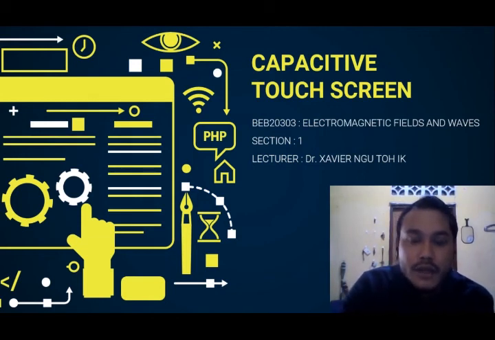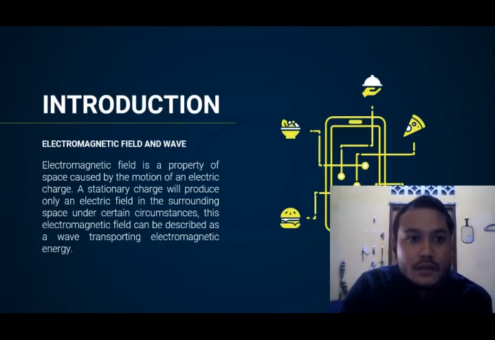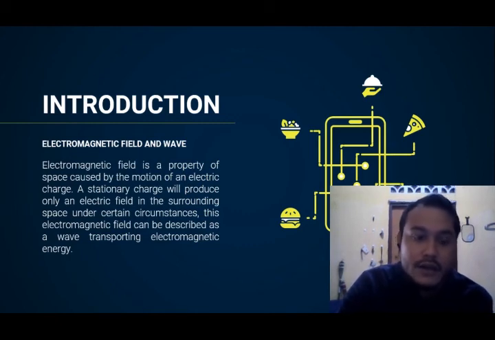Our group project title is Capacitive Touchscreen. I will present the introduction to electromagnetic fields and waves. The electromagnetic field is a property of space caused by the motion of an electric charge. A stationary charge will produce only an electric field in the surrounding space under certain circumstances. This electromagnetic field can be described as a wave transporting electromagnetic energy.